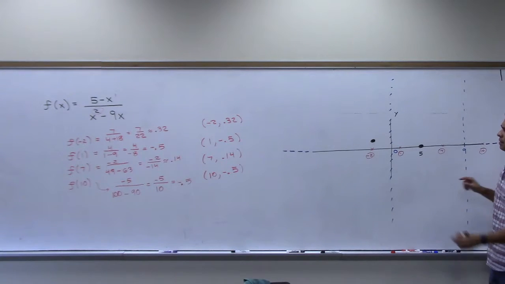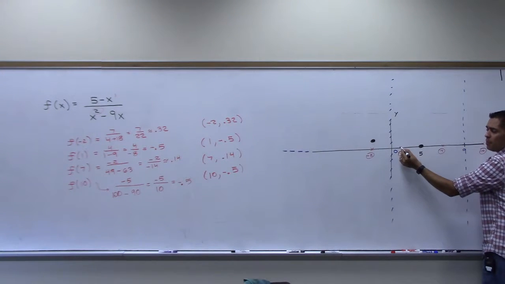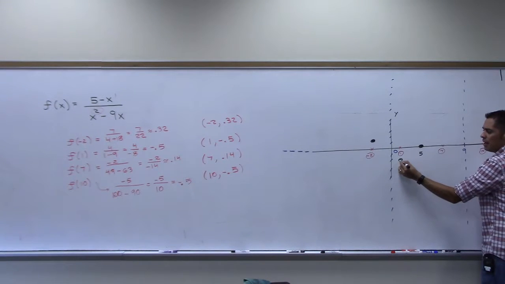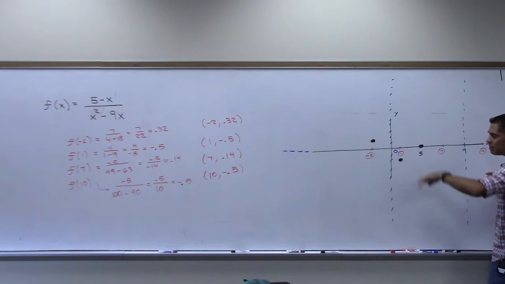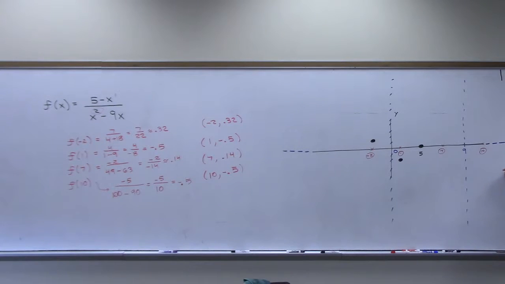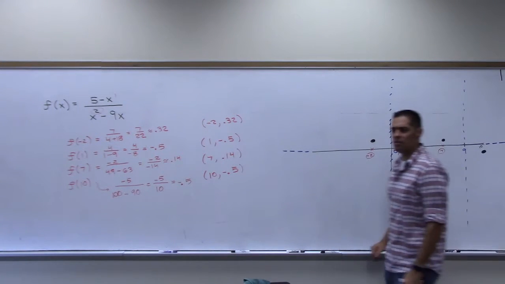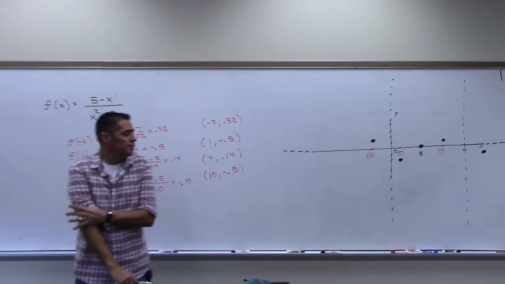Then at 1, here's 1. I need to go down 0.5. So somewhere around here. Again, I'm just kind of guesstimating this. And then at 7, I'm at what? 0.14, so that's like right here. Again, guesstimating. And then at 10, I'm at negative 0.5, which puts me kind of, this is in the way, kind of, so there. Right? And that's it. According to what I've said, this is all the information we need. We should be able to graph this now.